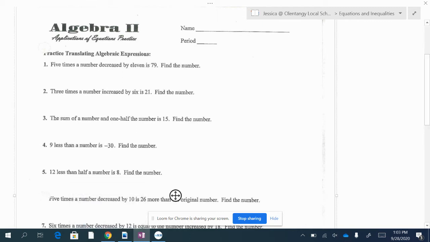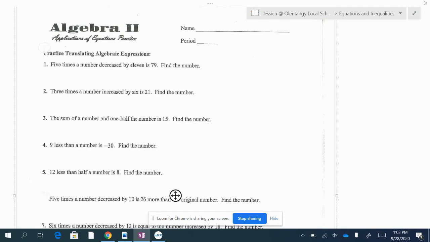Okay, so we worked on this worksheet in class. It's the applications of equations practice. You do not have it in front of you, but for the problems that I work on, if you just want to write on a piece of paper, you can, or just follow along.